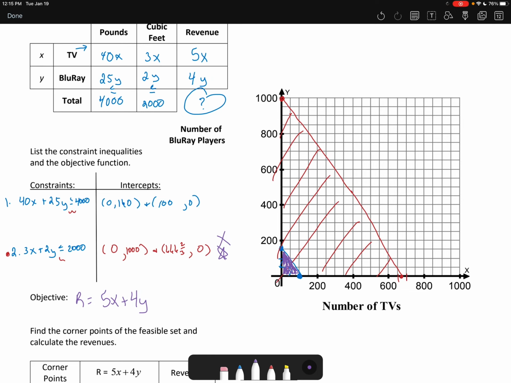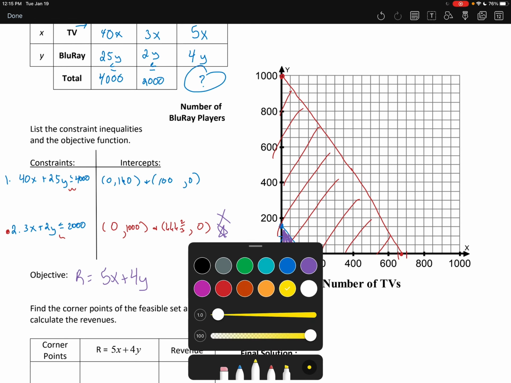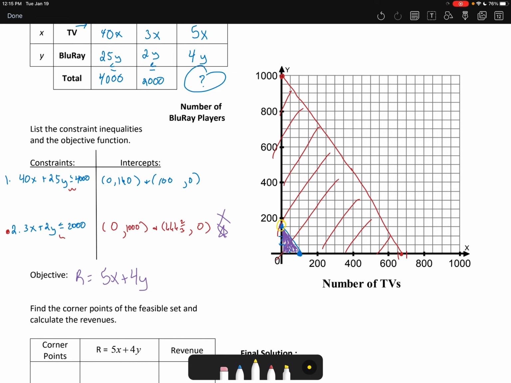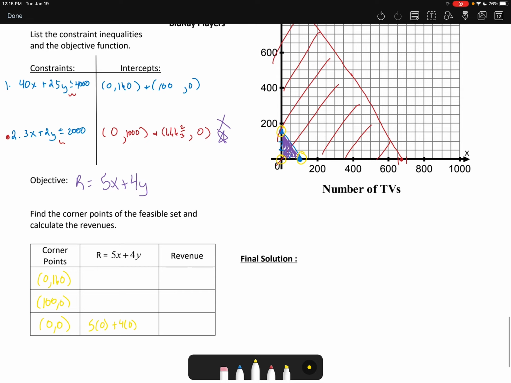Okay, so corner points, we also are lucky on this one. The corner points are all available to us. We don't have to go hunt for one because the corner points of our feasible region are these 3 points. So we have the point 0, 160. We have the point 100, 0, and the point 0, 0. Now, the point 0, 0 is the easy one. If we put in zeros, we get no revenue. If you don't carry any TVs or any Blu-ray players, then you don't make any money.